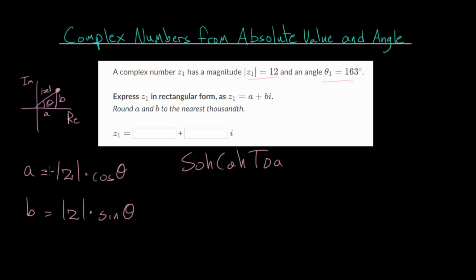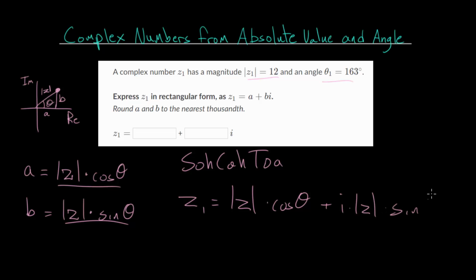And from here, we can plug both of these expressions for a and b into our rectangular form, so that z is the magnitude of z multiplied by the cosine of the angle plus i times the magnitude of z multiplied by the sine of the angle, and we can factor out the magnitude of z, this absolute value of z, so that we get the cosine of theta plus i times the sine of theta. And from here, we can plug everything we know about the complex number into this equation and then simplify it into its rectangular form.